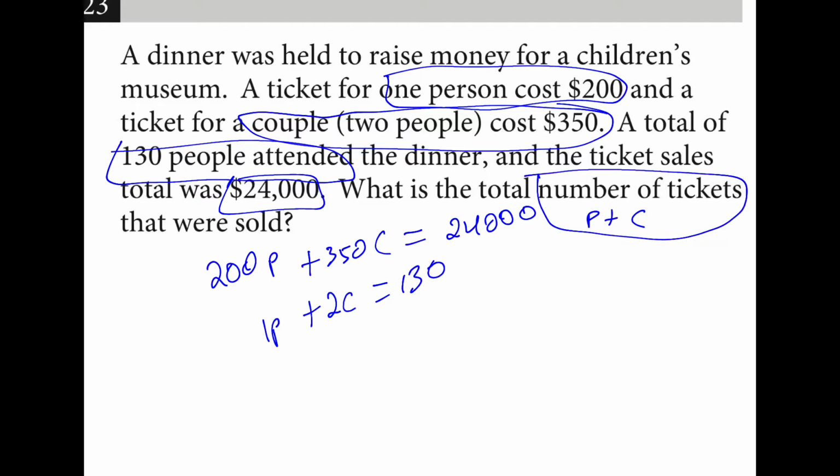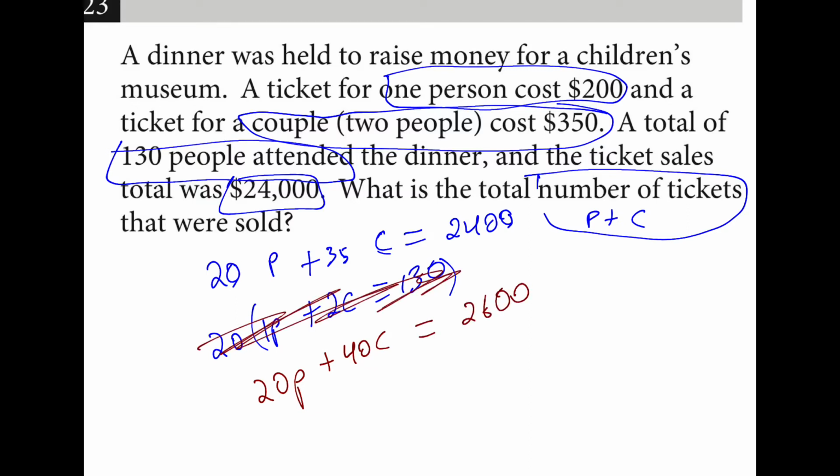One thing you could do is divide this top one by 10 by getting rid of a 0 from everything. I think that helps. Now we have 35C and 20P and 2400. It's a little bit smaller. I don't even really know if it matters whether you use substitution or elimination. I'm going to choose to multiply this bottom equation by 20. So this becomes 20P plus 40C is equal to 2600.